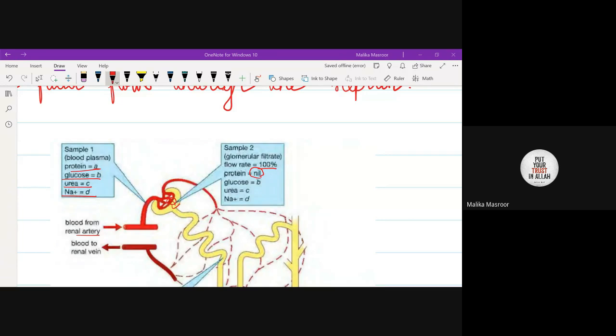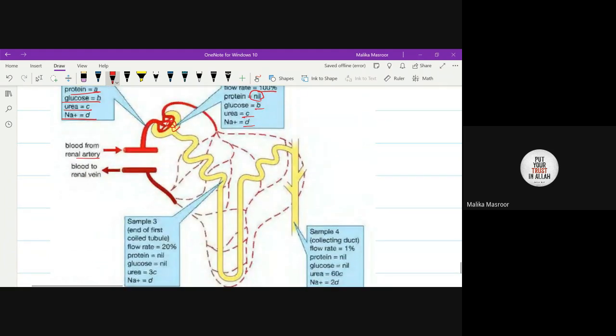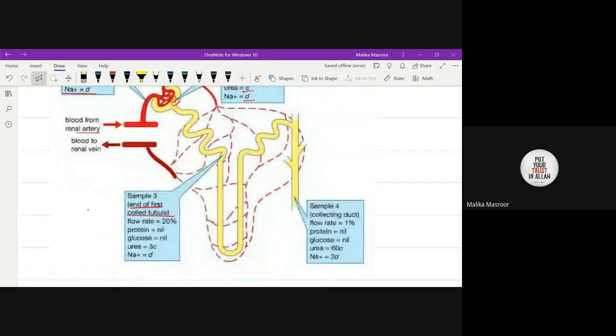Is this clear up till there? You have glucose as well, urea as well, and sodium ions as well. Why? Because they were small enough and they passed the glomerulus and entered your glomerular filtrate. Third sample is taken from the end of your first coiled tubule, that is your PCT, proximal convoluted tubule. Just at the start of your loop of Henle, this was taken at the end of your PCT.